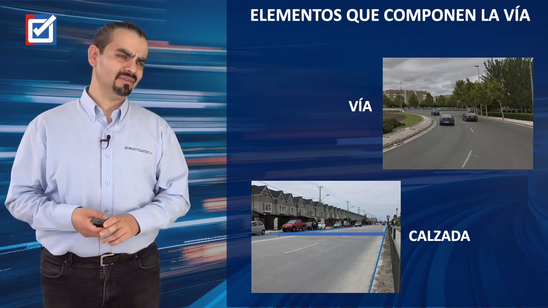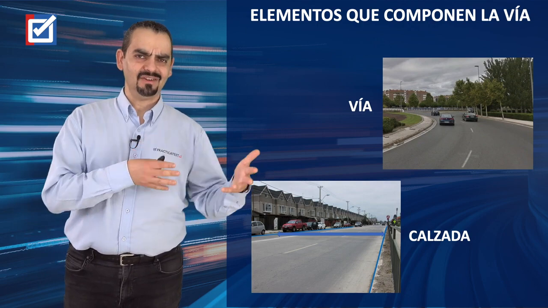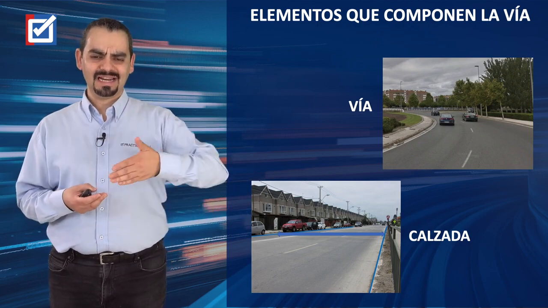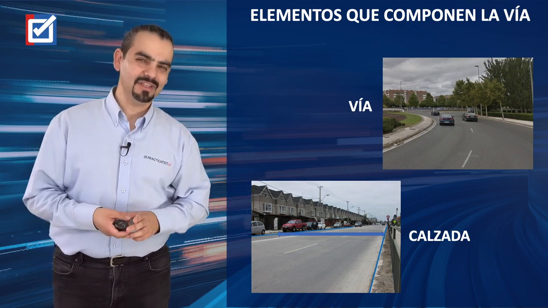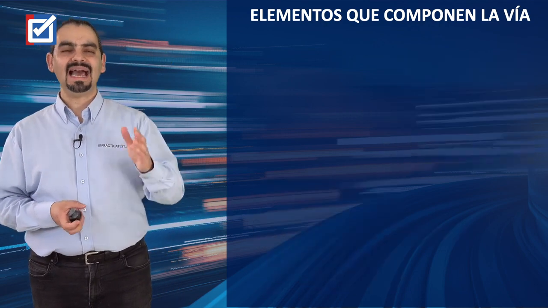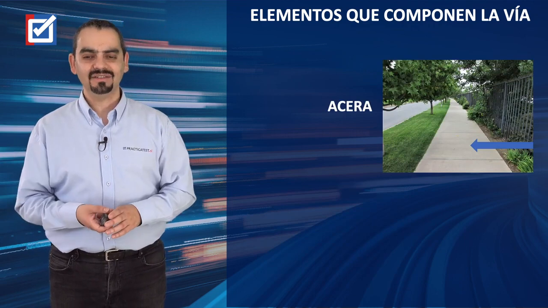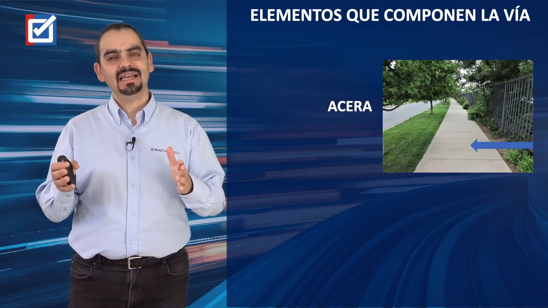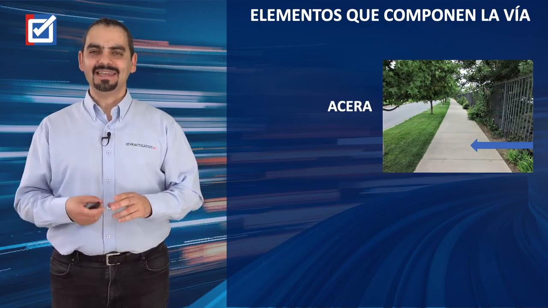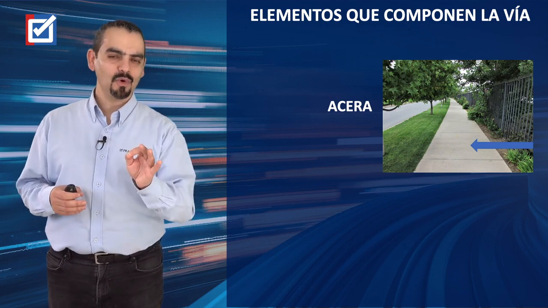Someone might say, but if the roadway is the street where the vehicles go, is the road the same? No, because there could be a bike path, for example. Let's think now of the sidewalk, commonly called in Chile vereda, right? It's a part intended for pedestrian use, which is separated from the roadway by an edge, which is the gutter, okay?